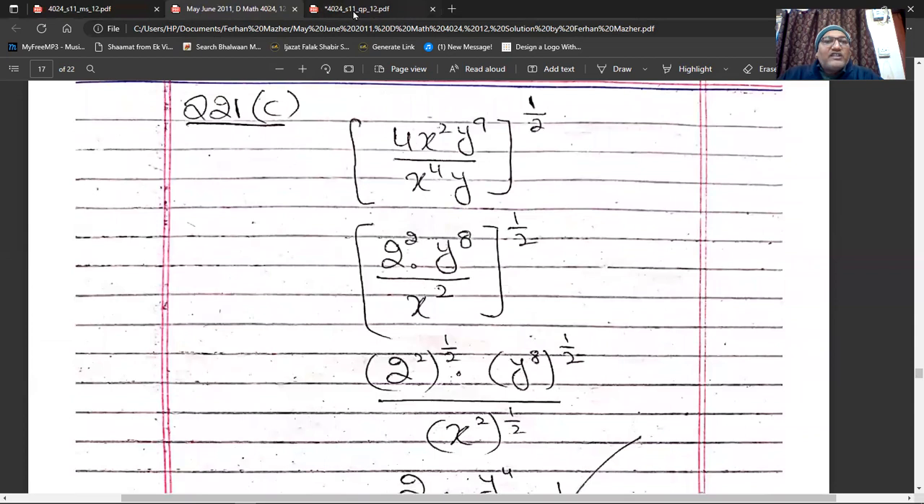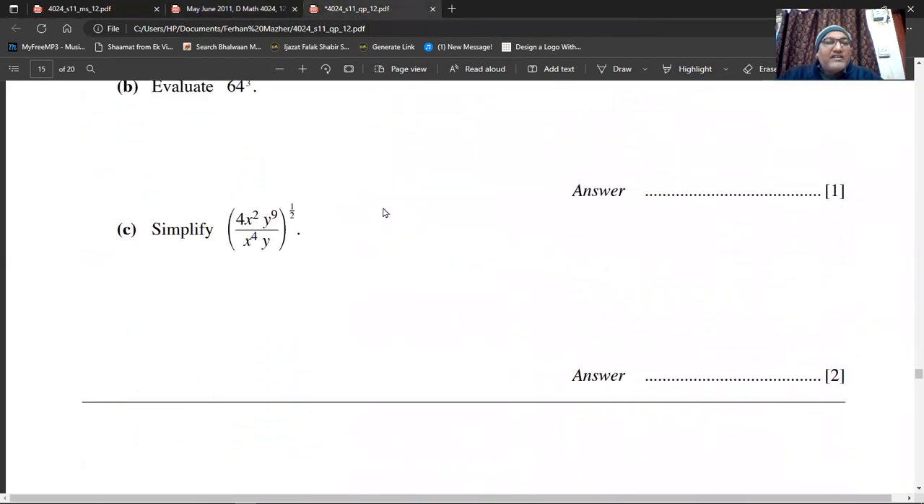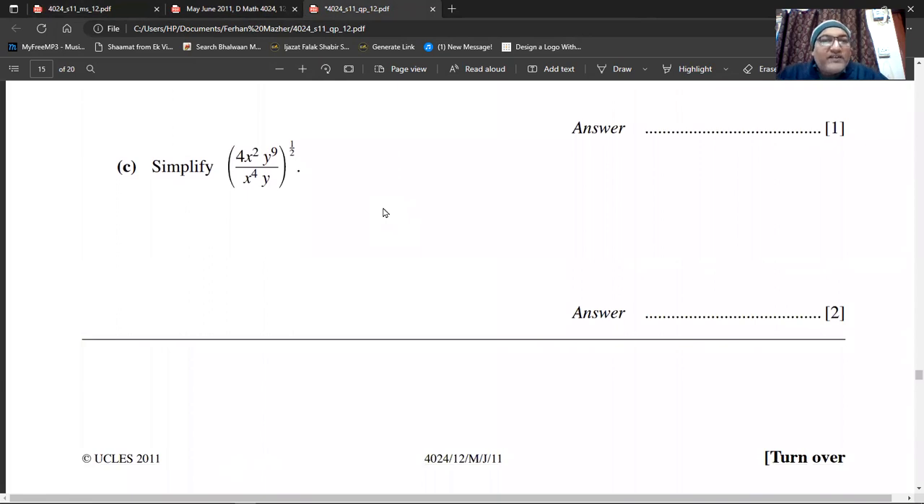Okay, so we are going to the next part. Question number 21. It's C part we have here. He says it's a 2-mark question. Simplify 4x square y to the 9 divided by x raised to power 4 by 4 and y, and the whole thing raised to power 1 by 2. So this power is for everyone.